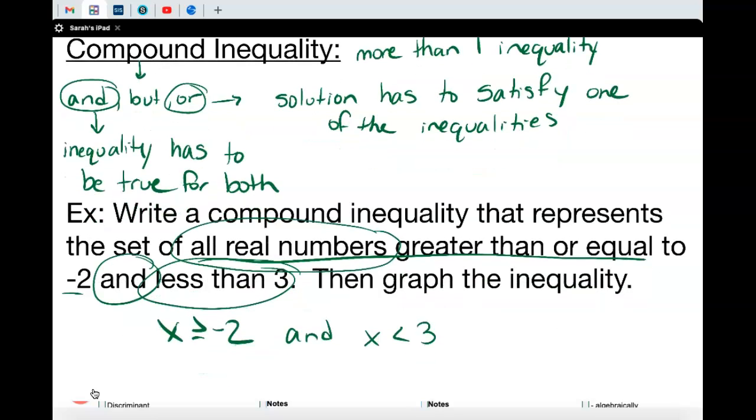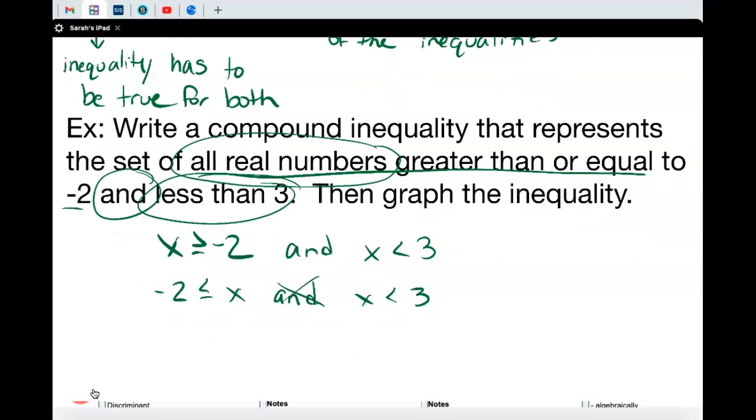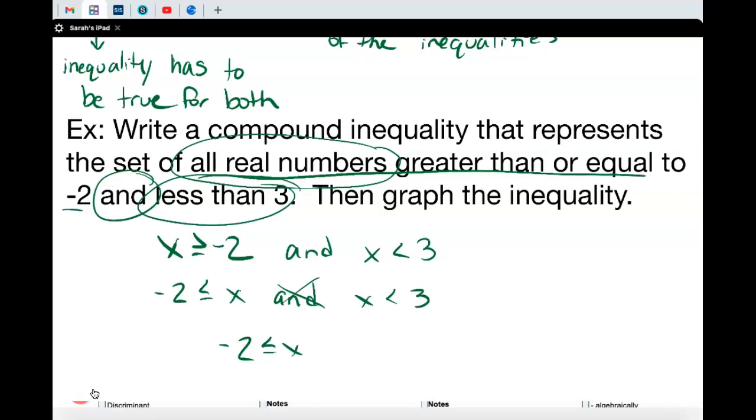On the left, I could flip it around, right? That's legal in math. When I switch it, the inequality switches with it, and I can write and with it. But we can even take it a step further. I can shove it all together. I can eliminate this word and have -2 less than or equal to x for my left one. Instead of writing x again, I could just write the symbol less than 3. So this is how you technically write and inequalities.